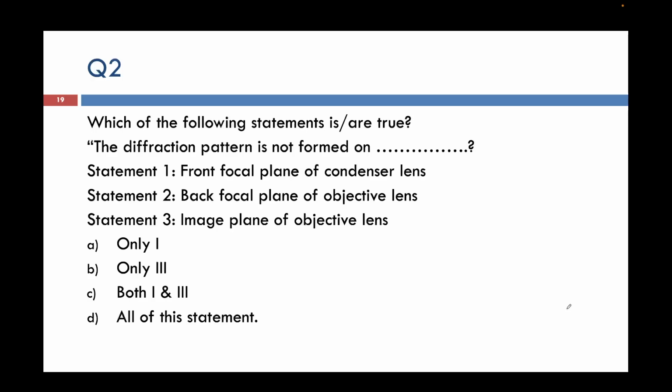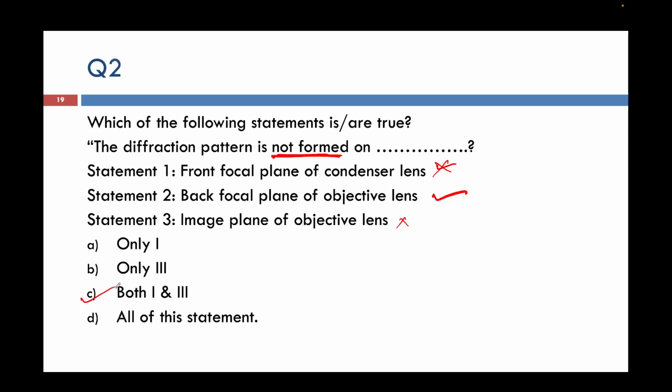Here it is asking where the diffraction pattern is not formed. The diffraction pattern is formed in the back focal plane of the objective lens. It is not formed at the front focal plane of the condenser lens, and it is not formed at the image plane of the objective lens. So the correct answer will be statement 1 and statement 3.